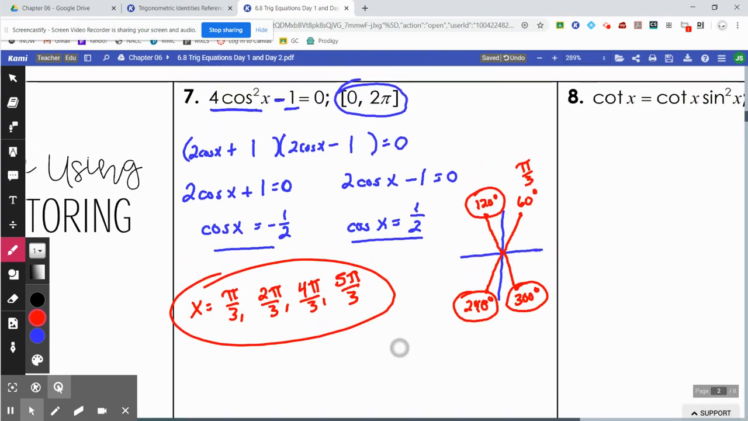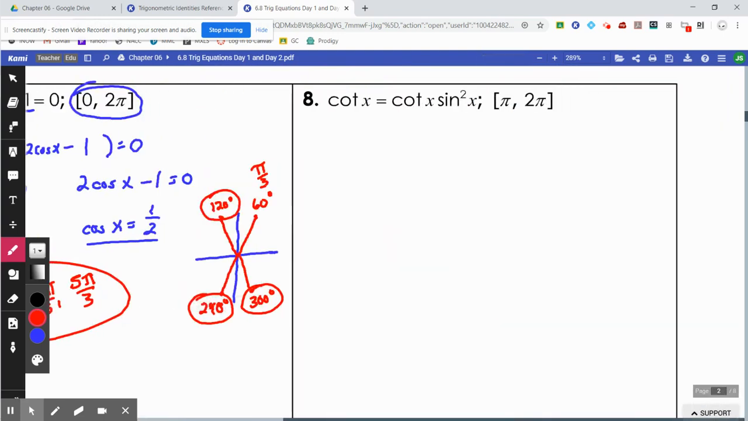Okay, the next one, let's work number 8. Now, again, we're solving these by factoring. Notice you have a cotangent mixed with the sine stuff, and we don't like that. We could try to simplify it, but there is a way to separate it. We can't mix functions in order to solve these. So what I'm going to do, move everything to the same side. So I have cotangent of x minus the cotangent of x times sine squared x is equal to 0.